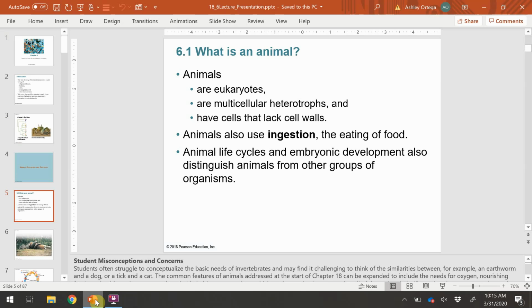But in this chapter, we'll see some embryonic development connections of all animals, as well as some general life cycles. These do have unifying features, but can also help distinguish them from other groups, as they have some subdivisions.